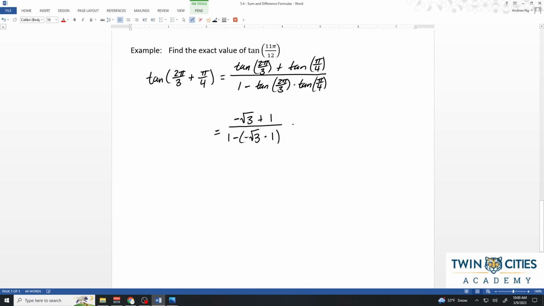Okay, so this is really negative square root of 3 plus 1 all over 1 plus square root of 3. Since negative square root of 3 times 1 is going to be negative square root of 3, but then if I'm subtracting negative square root of 3, I can just change that to a plus sign there. Let's space this out a little bit better.